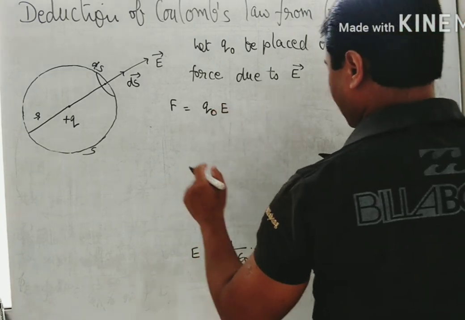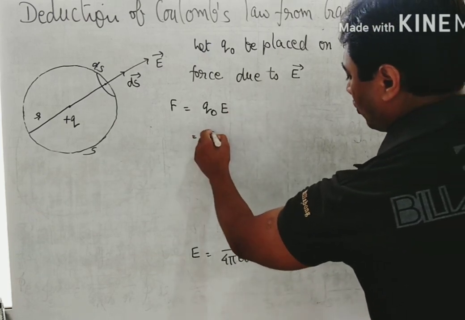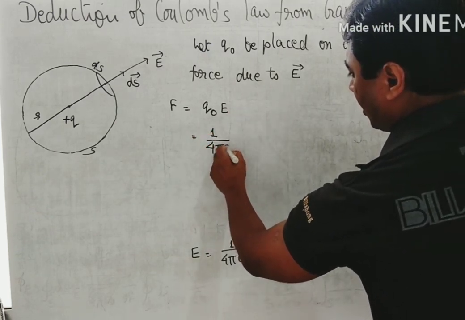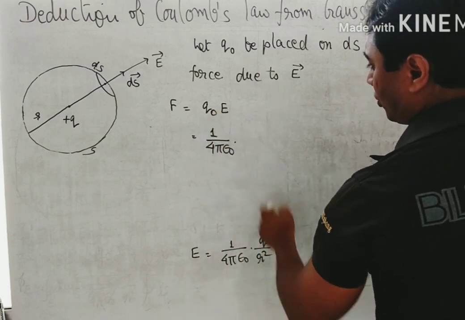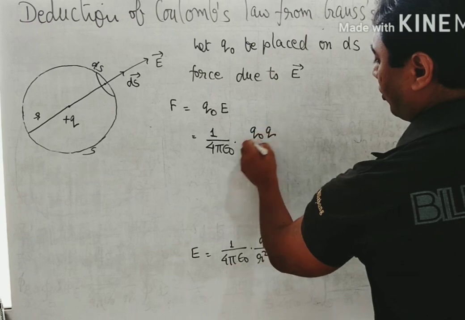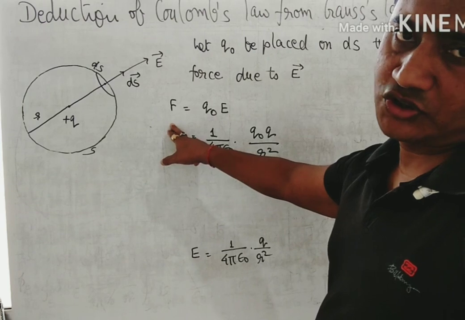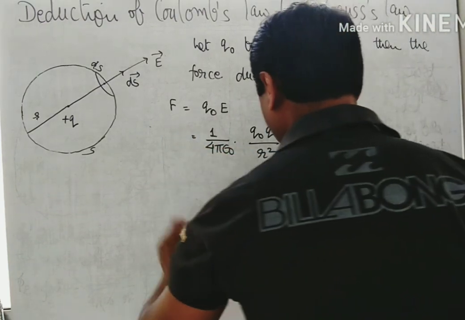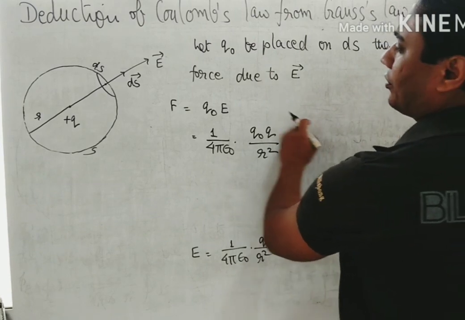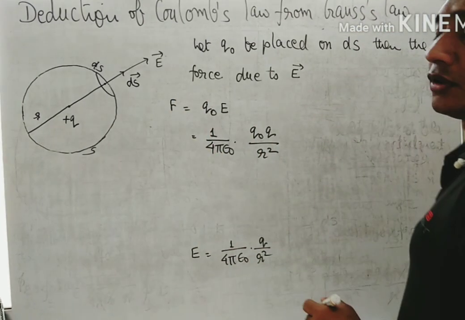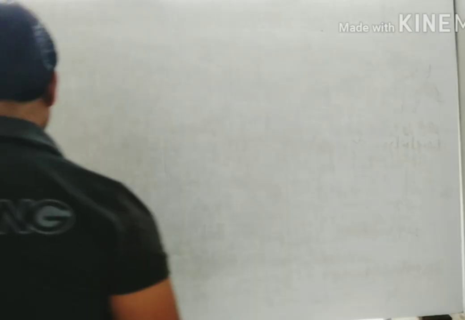So just placing the value of E, here we get F equal to 1 upon 4 pi epsilon naught into Q naught into Q upon r square. So this is basically the Coulomb's law. In vector form also you can write it, by multiplying r cap along this vector F. So with this, Coulomb's law gets proved.